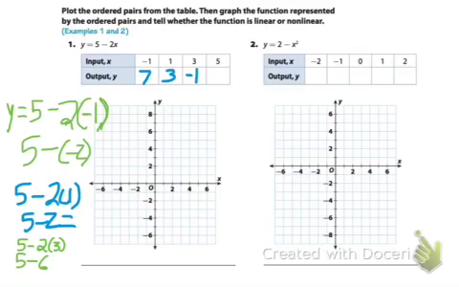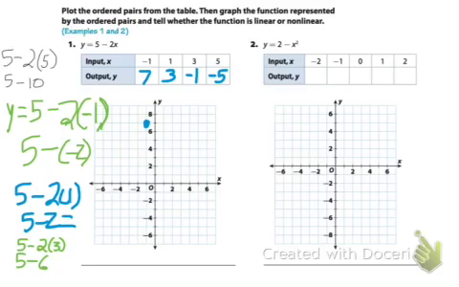And the last one is 5, will come up here. So 5 minus 2 times 5, which is 5 minus 10. And 5 minus 10 is -5. So let's plot those points.